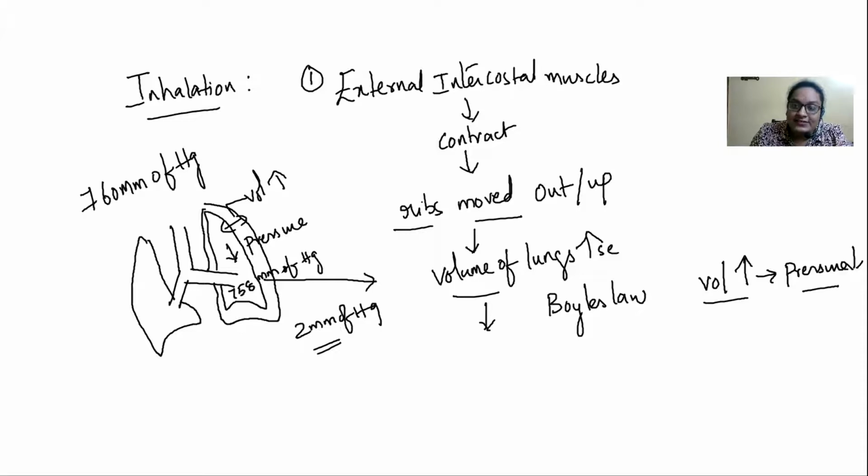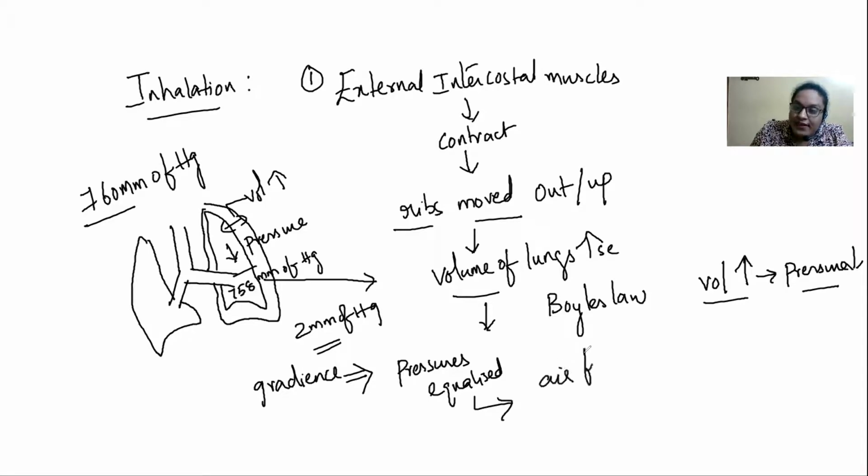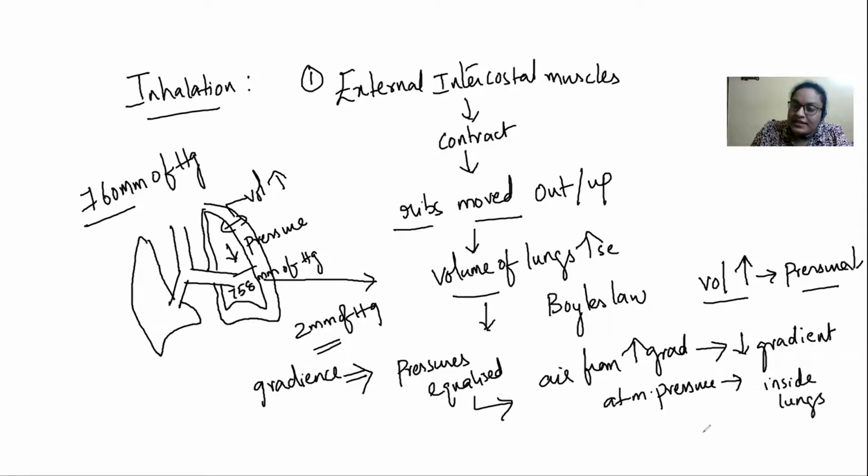So since there is a gradient, or a difference, between the outside atmospheric pressure and the pressure inside the lungs, we all know that gradients will be withdrawn only when the pressures are equalized. The pressures have to be equalized. So in order to equalize the pressure, air from the higher gradient has to move into the lower gradient. Who is having the higher gradient here? Atmospheric pressure. And who is less? Inside the lungs, the pressure is less. So now the air has to move from the higher gradient to the lower gradient. So it has to move into the lungs here.